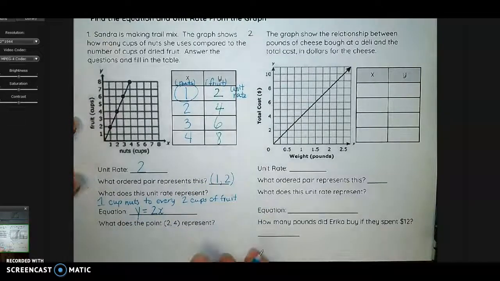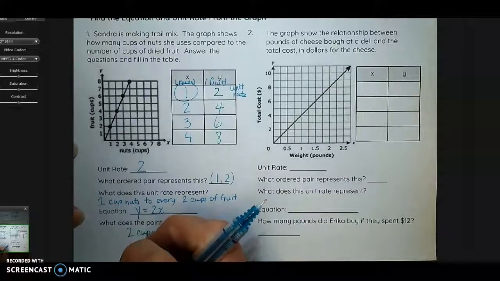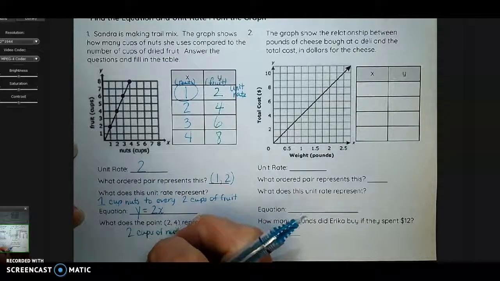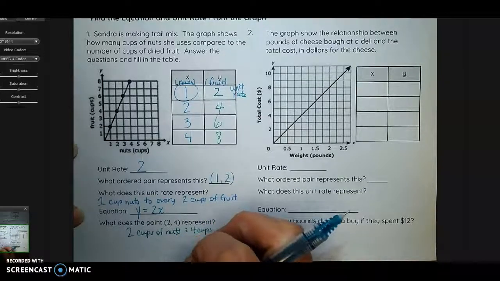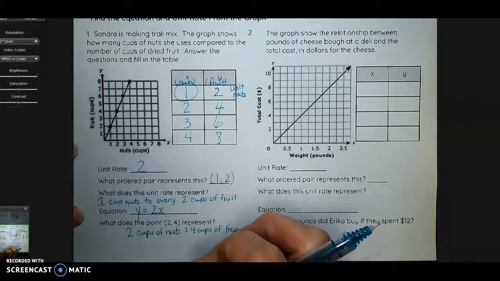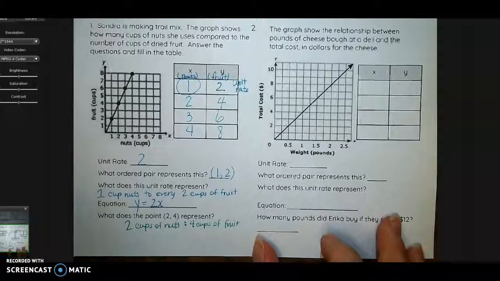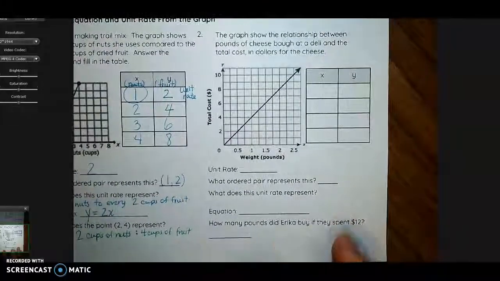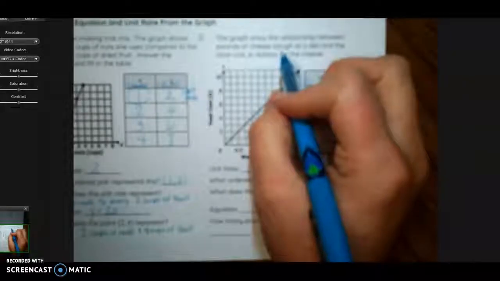And then it says, what does the point (2, 4) represent? Well, that represents 2 cups of nuts to 4 cups of fruit. And I notice I used that colon. I can write that as a ratio. That is what is going on here. It's a proportional relationship.